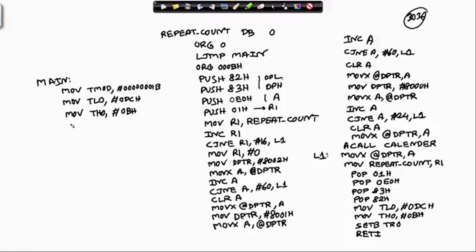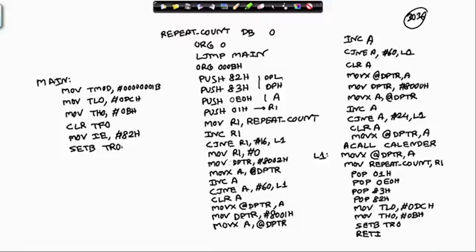Then I have to clear the TF0 bit, and then I have to enable the interrupt for the timer. You can check that this interrupt setting will lead to the value 82 hex. For enabling this timer 0 interrupt, it will be 82 hex. Then this will be SETB TR0.